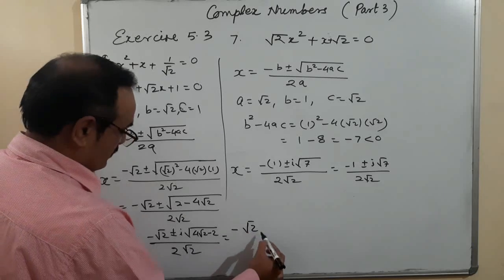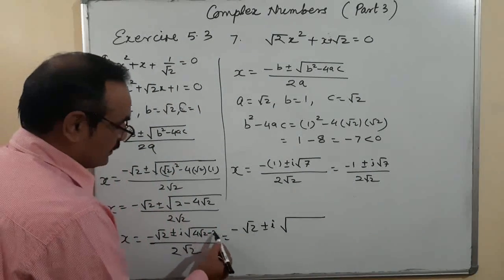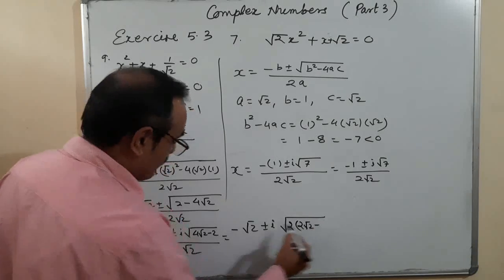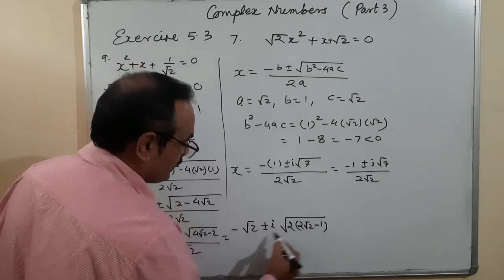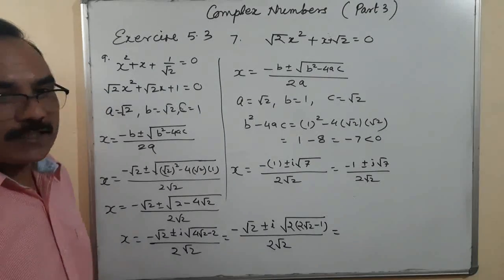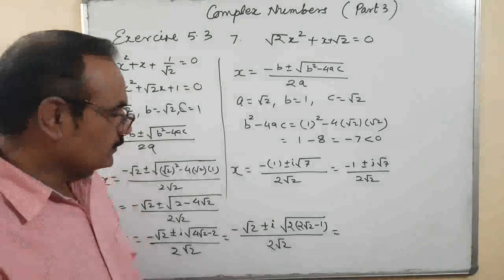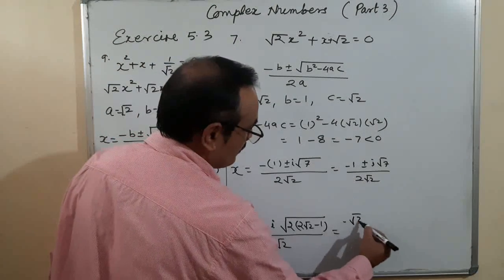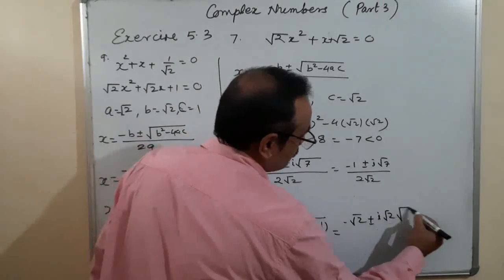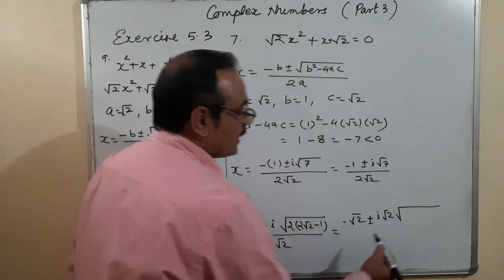Minus root 2 plus minus i, in bracket, I will take 2 common, so it is 2 root 2 minus 1, upon 2 root 2. Further simplification can be done. This 2 will come out from the root, and it will be in the form of root 2. So minus root 2 plus minus i, root 2 times under root of 2 root 2 minus 1, upon 2 root 2.